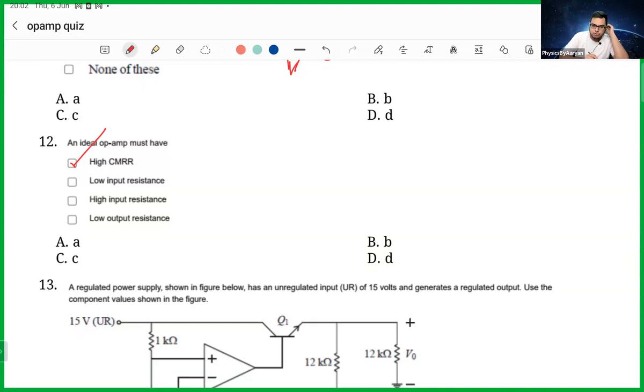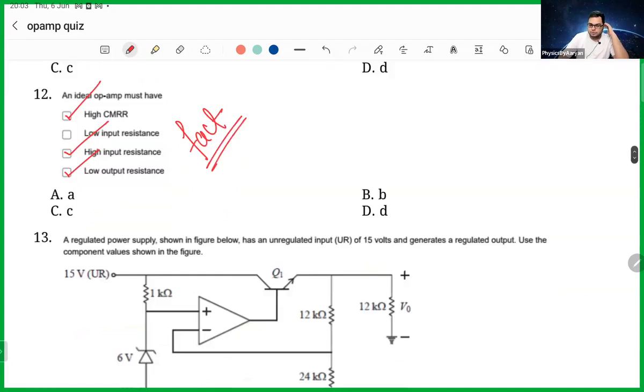Low input resistance? No, input resistance is high. So high input resistance and output resistance should be low. So it should have high CMRR, high input resistance and low output resistance. Those are the fact-based questions, and you should always keep these facts in mind, especially if you're preparing for BARC exams, these facts can be useful.